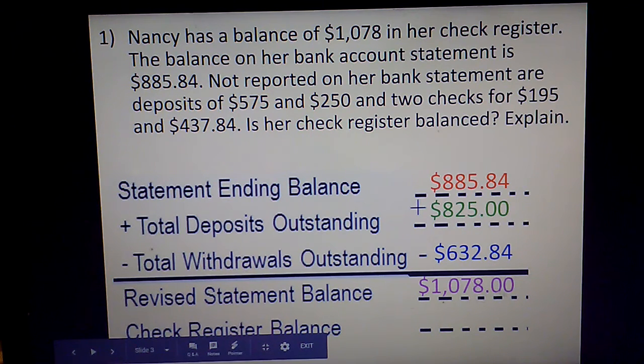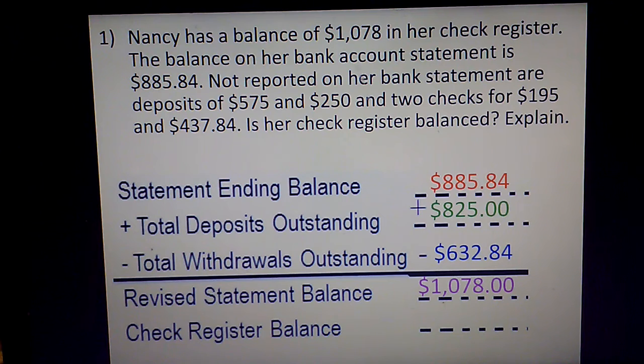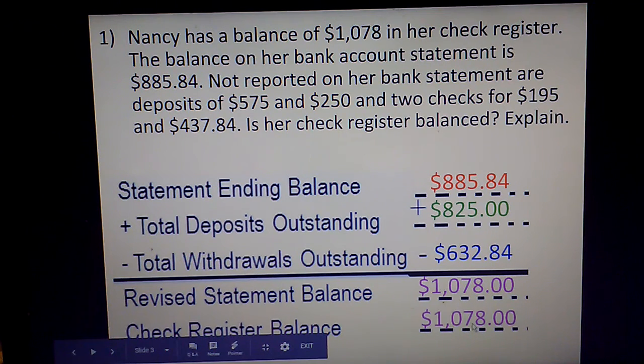Now we're going to verify this number against the check register balance. So you're going to go back to the check register, and the last balance they have in there is $1,078. We're going to write that down here. Now, because they match, it means that they're balanced.